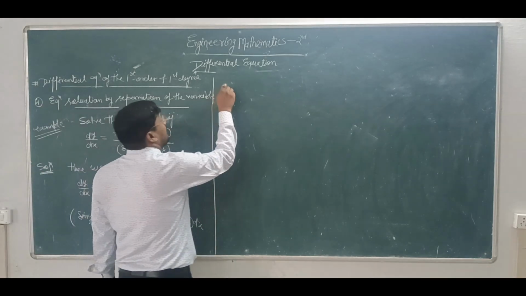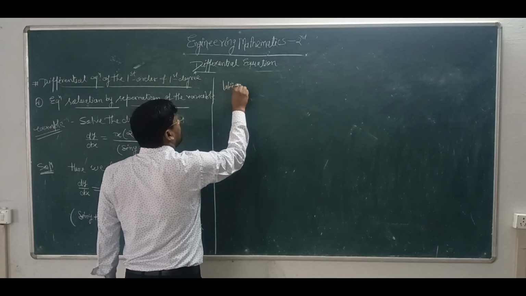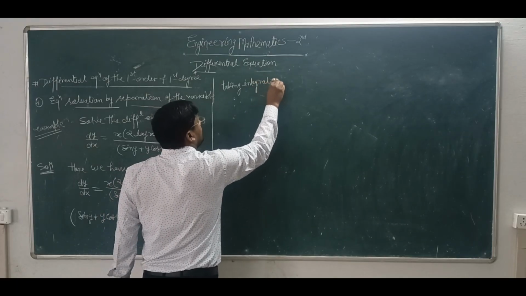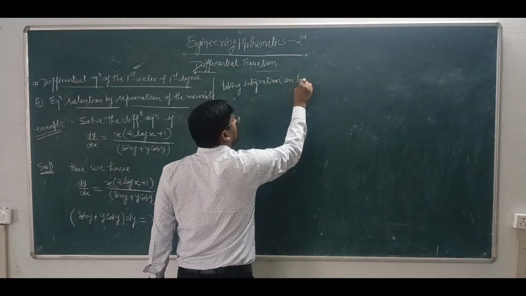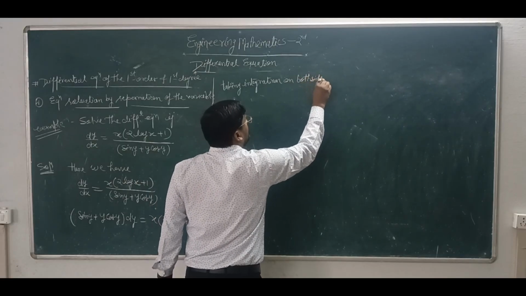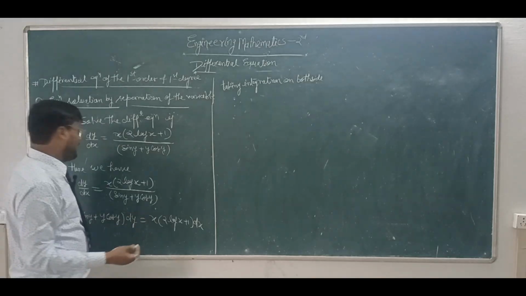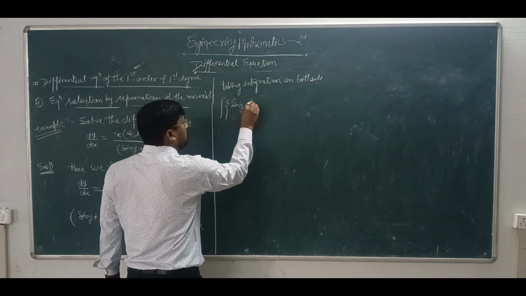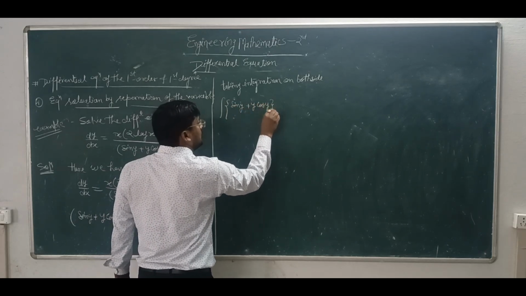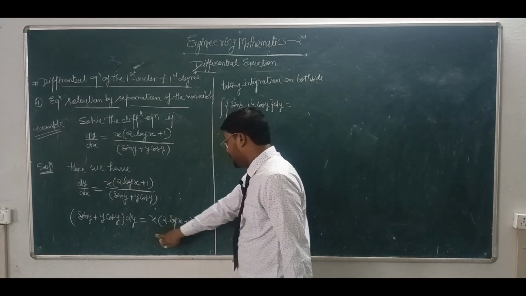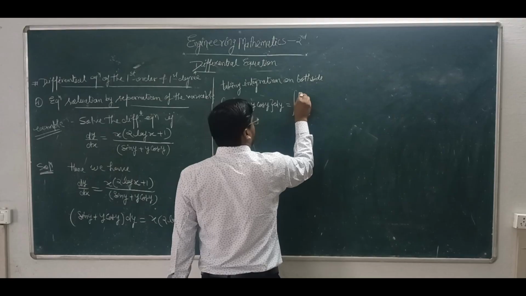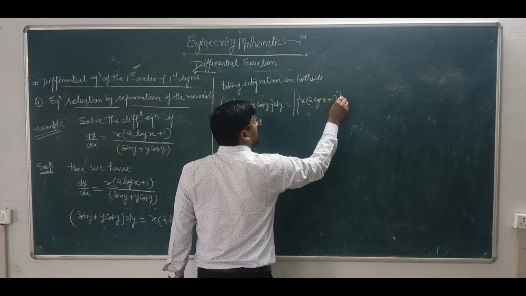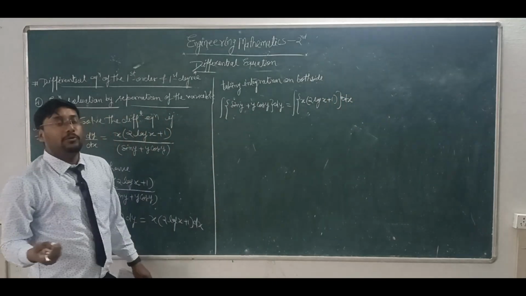Now you can write, taking integration on both sides, you can write integration of (sin y + y cos y) dy is equal to integration of x(2 log x + 1) dx.